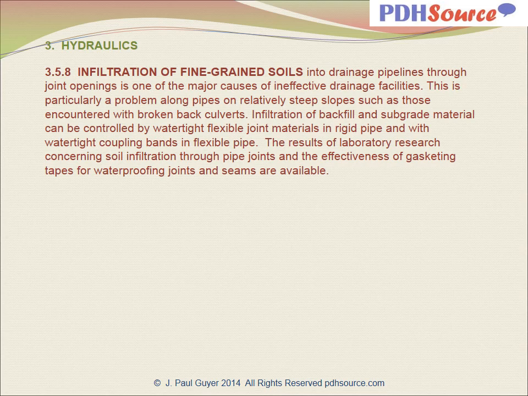Infiltration of fine-grained soils into drainage pipelines through joint openings is one of the major causes of ineffective drainage facilities. This is particularly a problem along pipes on relatively steep slopes such as those encountered with broken back culverts. Infiltration of backfill and subgrade material can be controlled by watertight flexible joint materials in rigid pipe and with watertight coupling bands in flexible pipe.